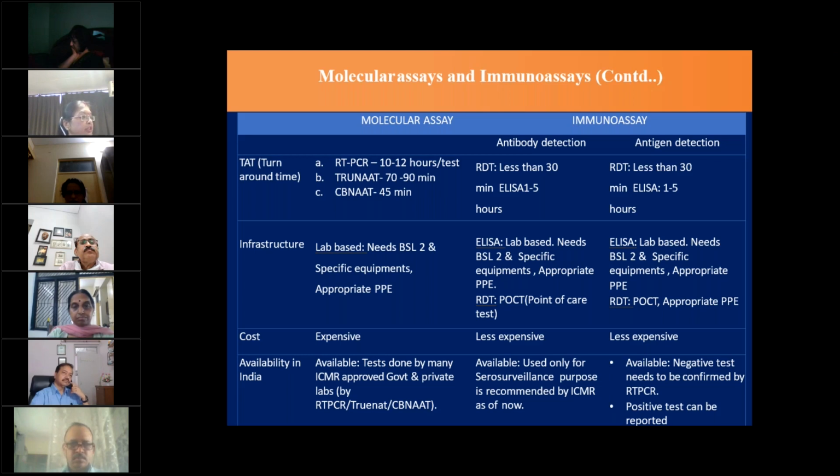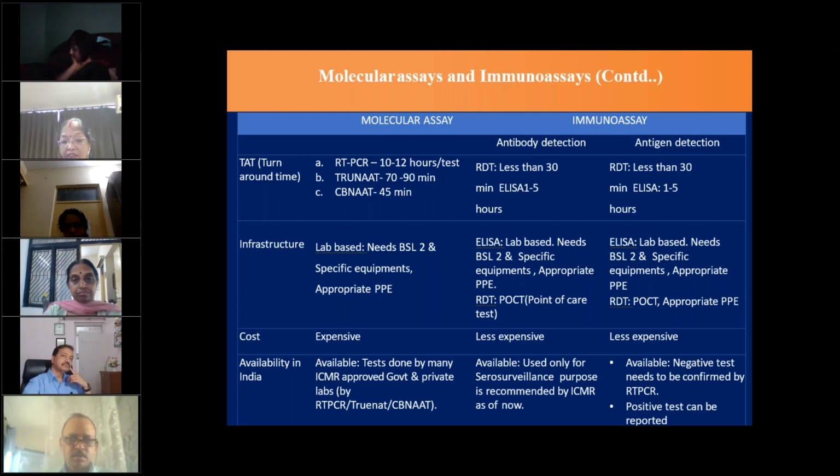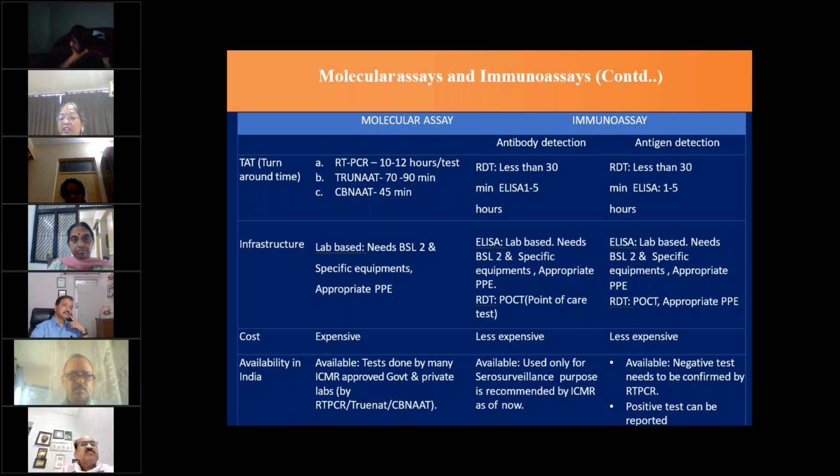So you don't have the time to send it to the sample and do the test. Now the infrastructure: these lab-based tests need BSL-2 and specific equipment. All the RNA-based tests need appropriate PPE because it is infective. Similarly, the antigen detection test is lab-based. The initial step has to be done in BSL for safety purposes, and the rest of the process you can do outside. But antibody detection, again, is of both types.